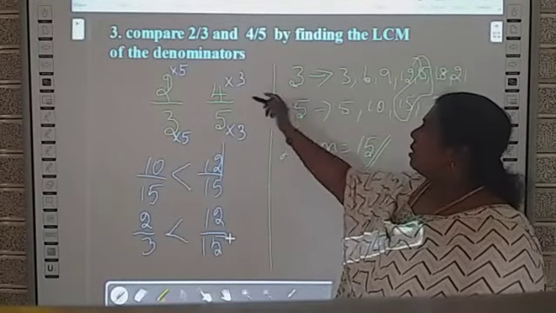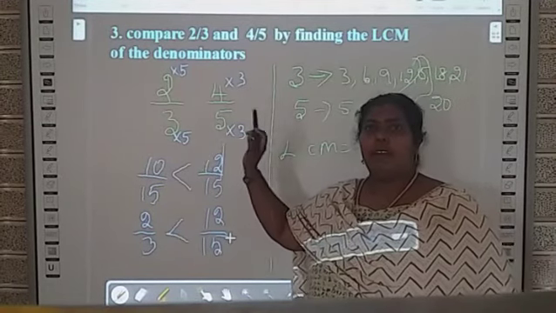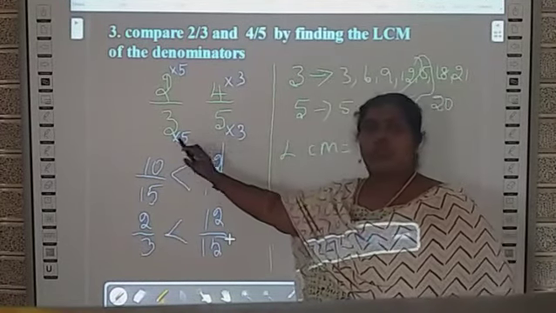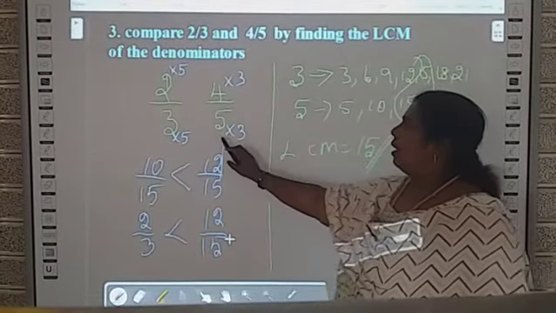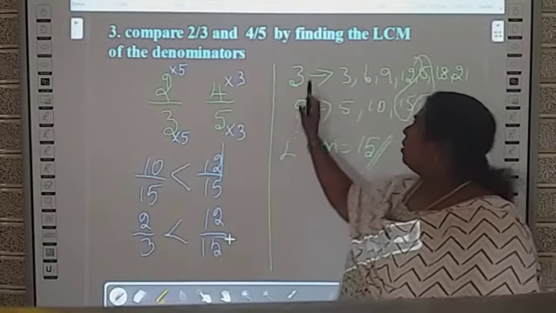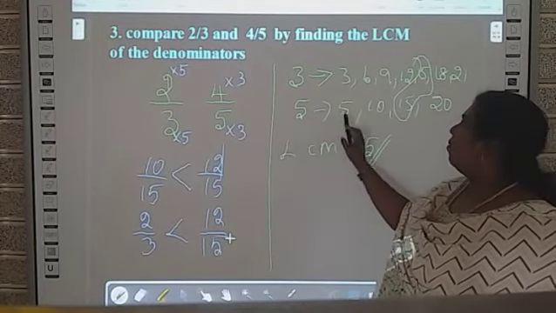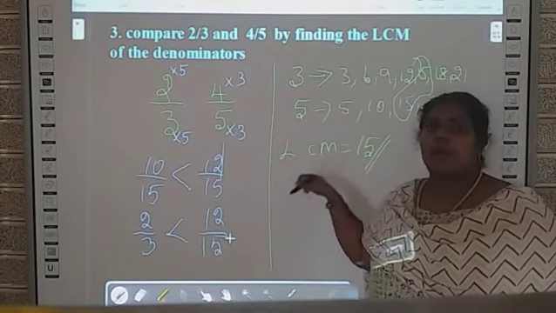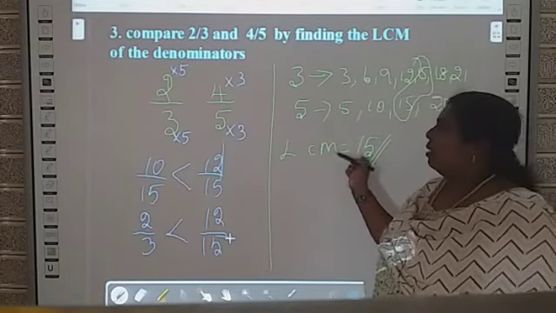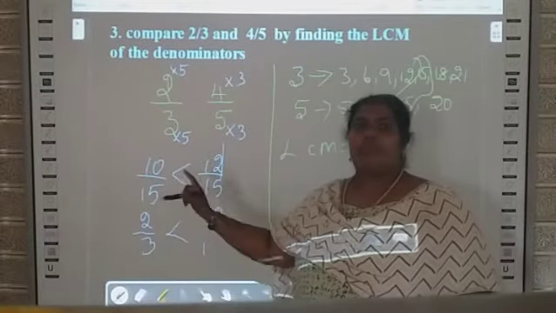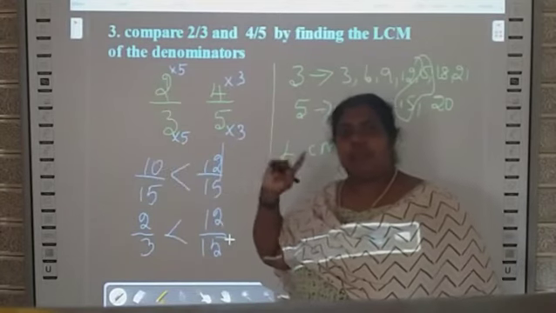See here, first the fractions 2 by 3 and 4 by 5. We have to find the lowest common multiple of these two denominators. Here the denominator is 3, and the second fraction's denominator is 5. Multiples of 3 are 3, 6, 9, 12, 15, 18 and 21. For 5: 5, 10, 15, 20. So the lowest common multiple is 15. Now we have to make the denominator 15. 3 how many times will come to 15? 5 times.